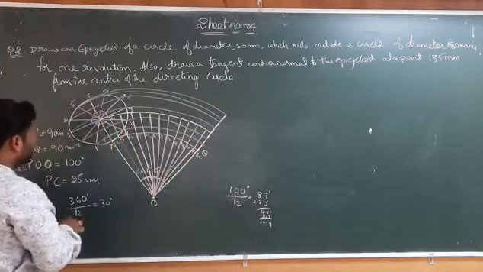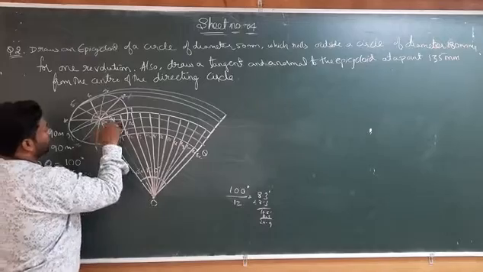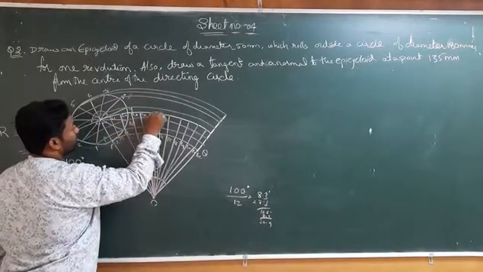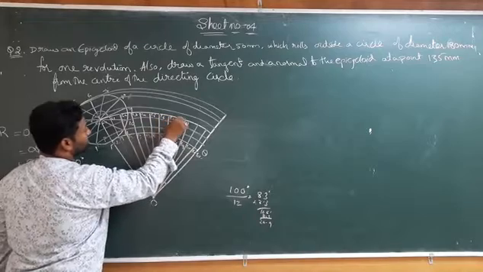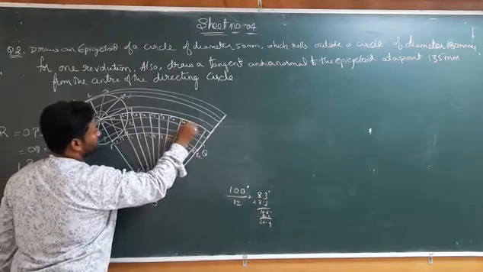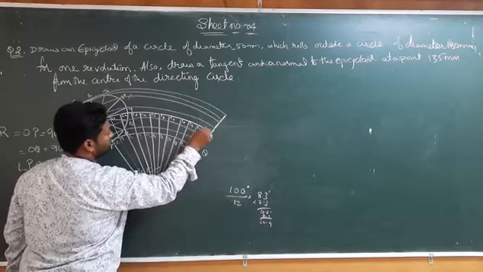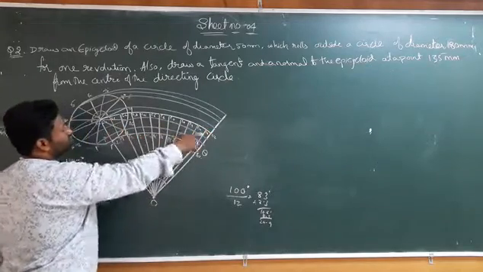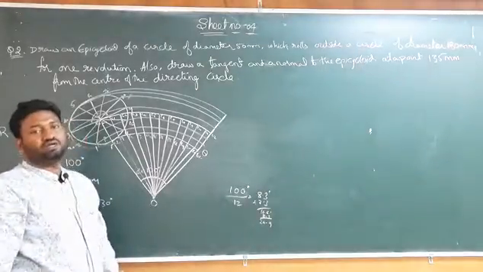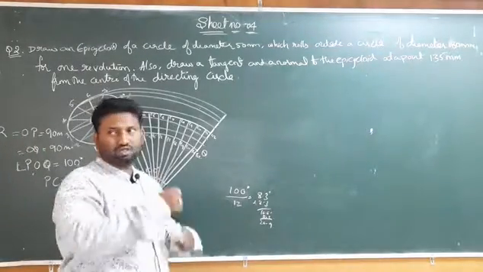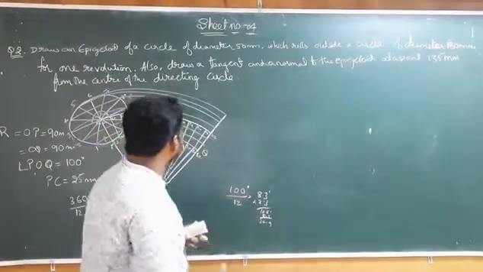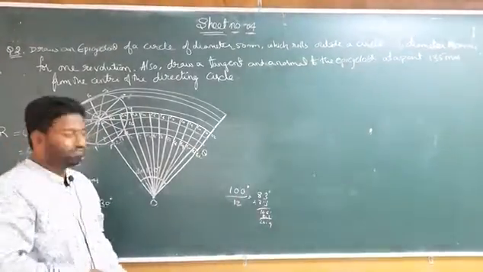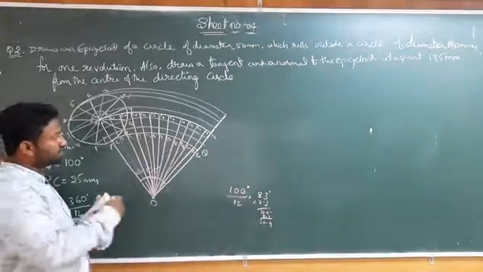And now, this is our C0, C1, C2, C3, C4, C5, C6, C7, C8, C9, C10, C11, C12. All these 12 points are center points because we are changing. When the smaller roller rolls, the center of the directing circle also changes from one point to another point.